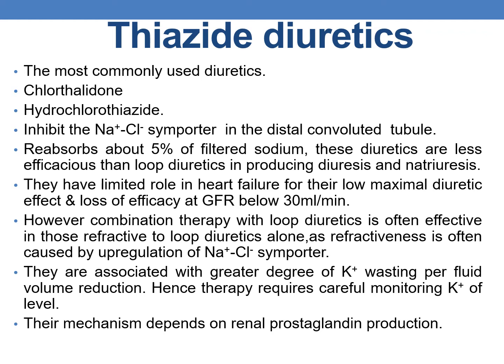However, combination therapy with loop diuretics is often effective in those refractory to loop diuretics alone, because the refractoriness to loop diuretics is often caused by upregulation of the sodium chloride symporter. So a combination of thiazide diuretic and loop diuretic has a beneficial effect because the thiazide diuretics inhibit the sodium chloride symporter, and they are associated with a greater degree of potassium wasting per fluid volume reduction.